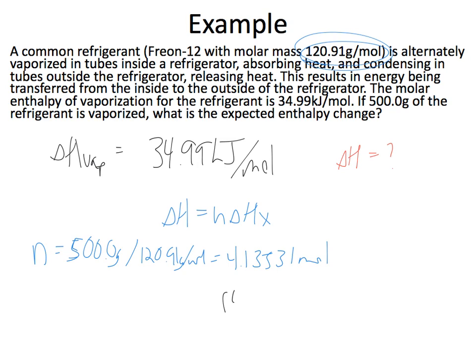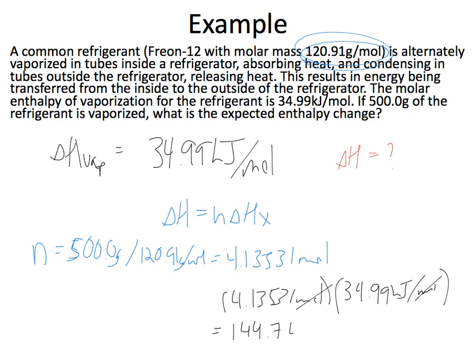So my n is 4.13531 mole multiplied by 34.99 kilojoules per mole. My moles cancel out, and I'm left with kilojoules. My answer is going to be 144.7 kilojoules, with 4 significant figures there. I have 4 here, I have 4 here, so I have 4 in my final. So that is my delta H, and this is going to be positive because all of our other values are positive.